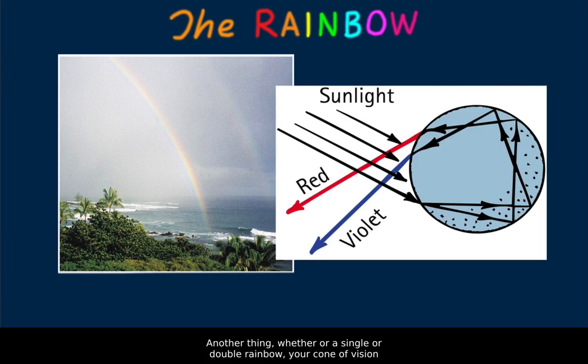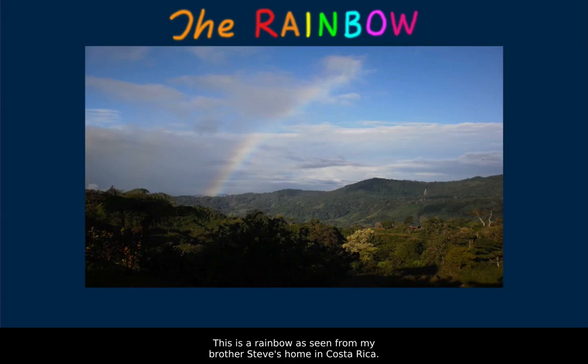Another thing, whether a single or double rainbow, your cone of vision that intersects the cloud of drops that create your rainbow is different from that of a person next to you. This is a rainbow as seen from my brother Steve's home in Costa Rica. If he says, "Look at the yum rainbow," you can reply, "Okay, move aside so I can see it too." Everybody sees his or her own personal rainbow.